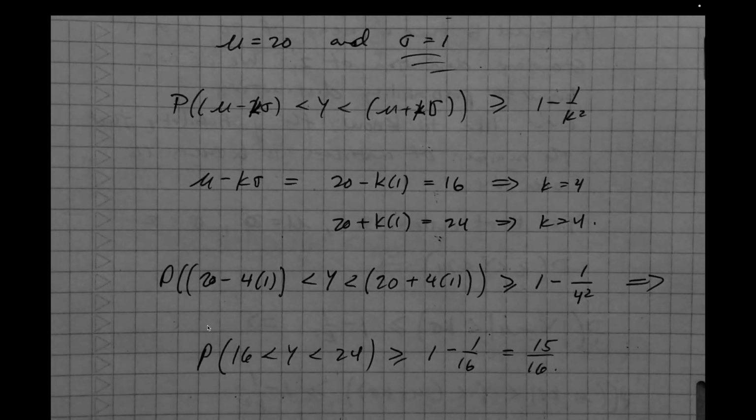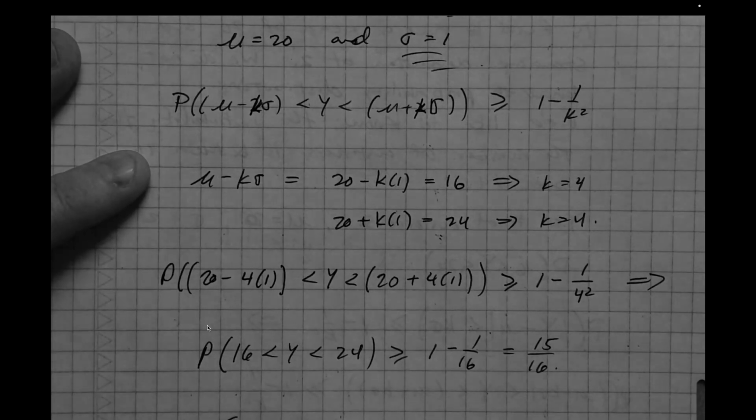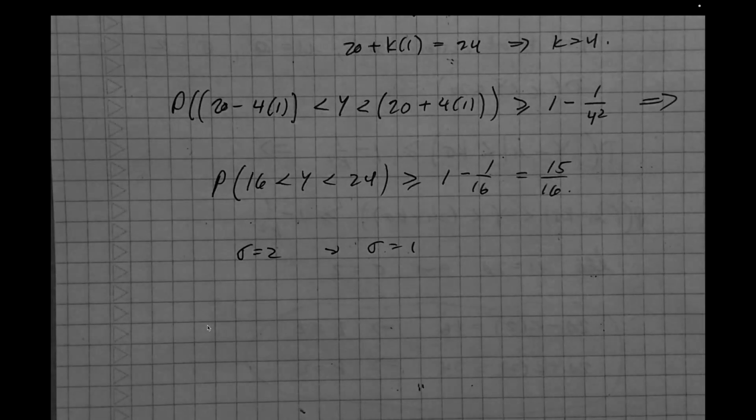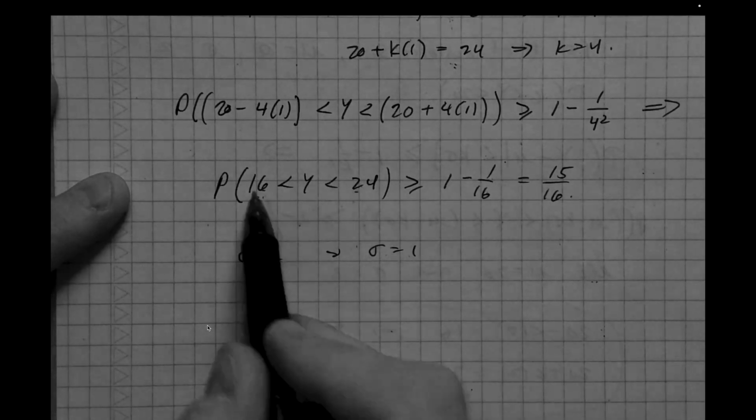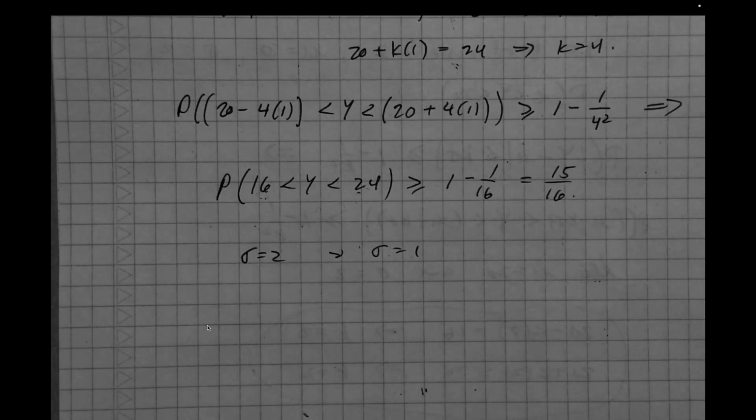With the smaller variance here, moving from sigma equals 2 to sigma equals 1, my probability gets way more certain, doesn't it? So now I can say that, with almost certainty, the probability is greater than 15 out of 16 that tomorrow's customer count will be between these two values, because my variance is very small. All right. Very good.